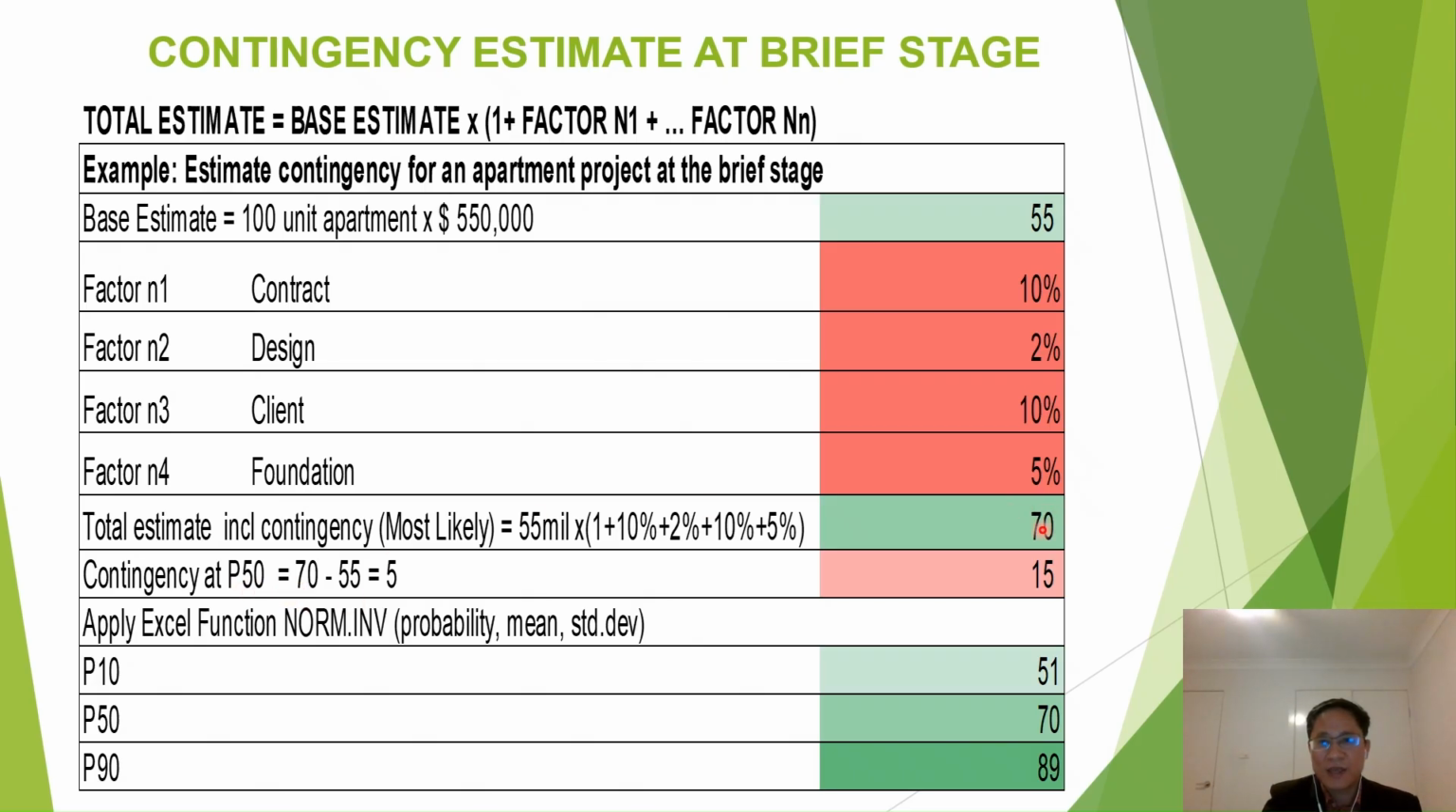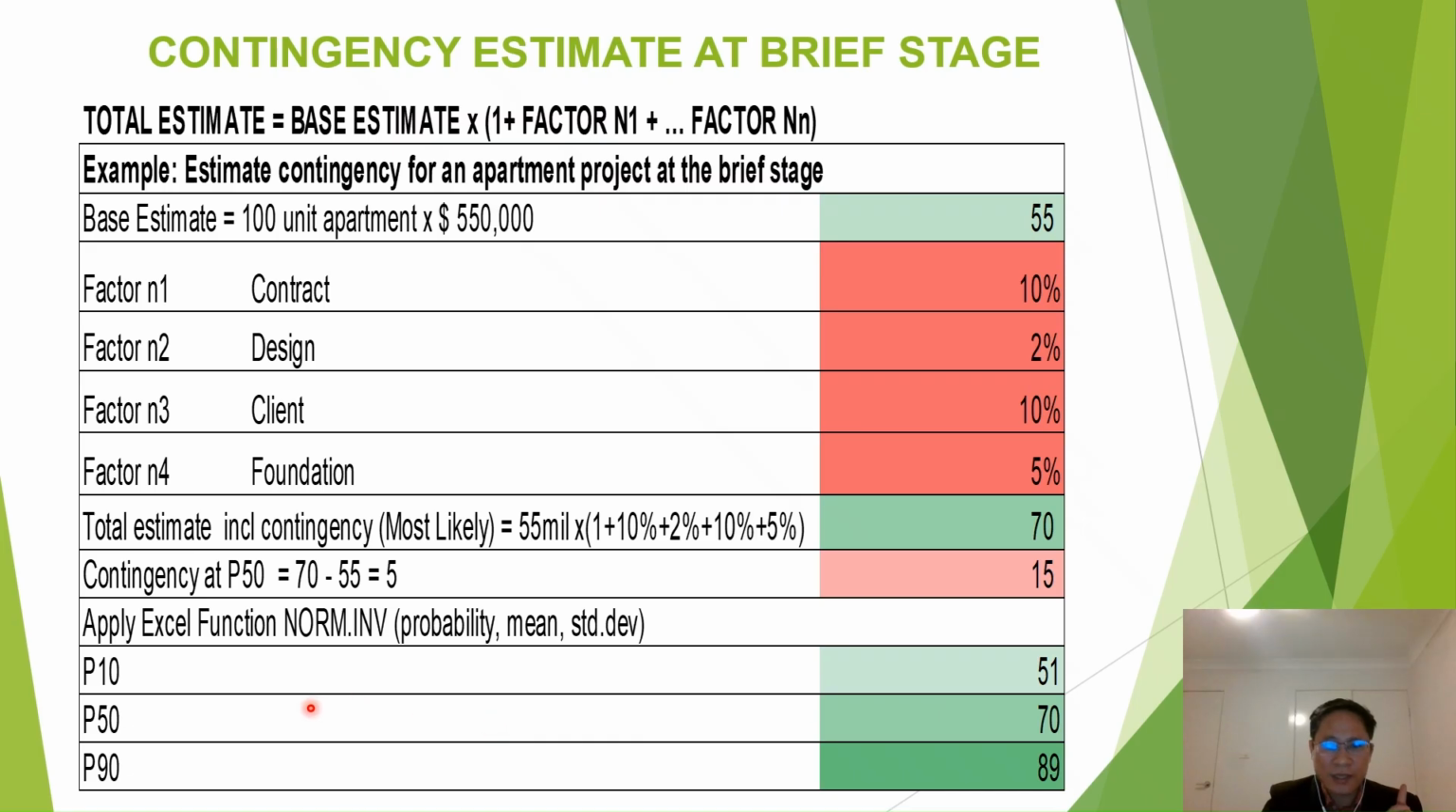Is equal to 70 million including contingency divided by estimates. We will have the contingency 15, it is 15, not 5. And we will apply the Excel function NORM.INV with probability. Probability is our B10, B50, B90, as I have explained earlier, and mean is our most likely here, and standard deviation is our contingency at B50.